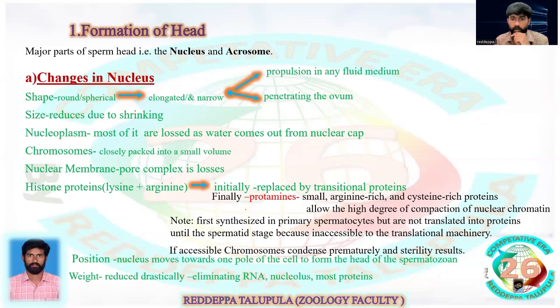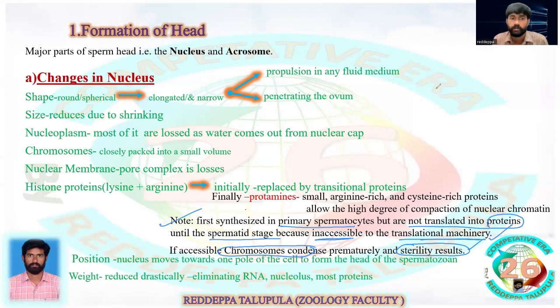See, here the point is noted. These proteins are first synthesized in primary spermatocytes but are not translated into proteins until the spermatid stage because they are inaccessible to the translational machinery. Next, if accessible, chromosomes condense prematurely and sterility results. If those proteins were accessible to the translational machinery, it would lead to chromosome condensation earlier than spermiogenesis and result in sterility.